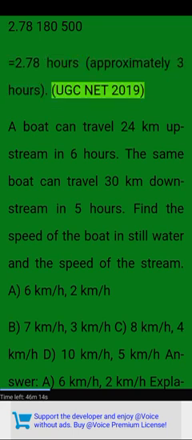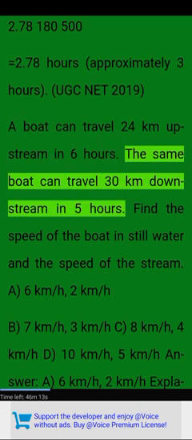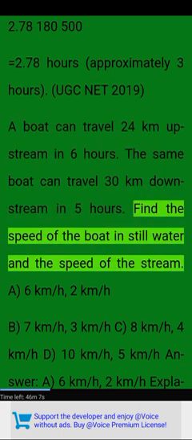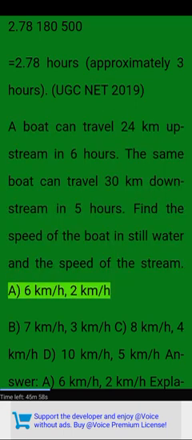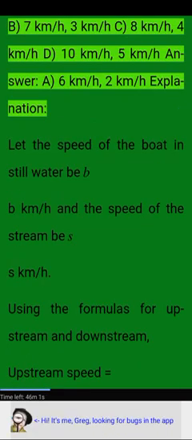UGC NET 2019. A boat can travel 24 kilometers upstream in 6 hours. The same boat can travel 30 kilometers downstream in 5 hours. Find the speed of the boat in still water and the speed of the stream. A. 6 kilometers per hour, 2 kilometers per hour. B. 7 kilometers per hour, 3 kilometers per hour. C. 8 kilometers per hour, 4 kilometers per hour. D. 10 kilometers per hour, 5 kilometers per hour. Answer. A. 6 kilometers per hour, 2 kilometers per hour.